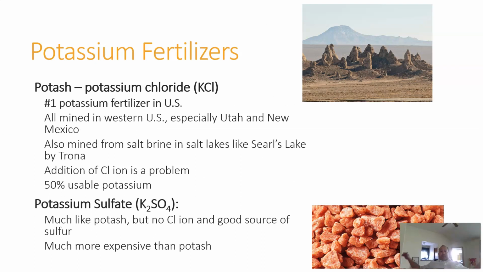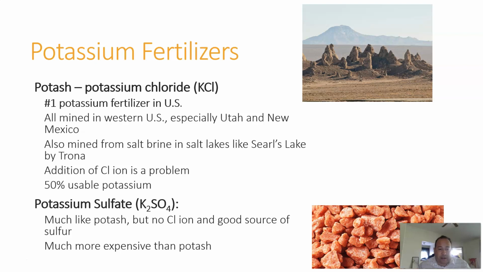So what fertilizers do we have then? Because we talked about that with the other two. We've got potash. That's the number one potassium fertilizer in the U.S. That's potassium chloride, and it's mined in the western U.S. Utah and New Mexico especially is where potash is mined. You can also mine it from salt brine in salt lakes. The addition of chlorine, though, can be a problem, and you get about 50% usable potassium in this potash.